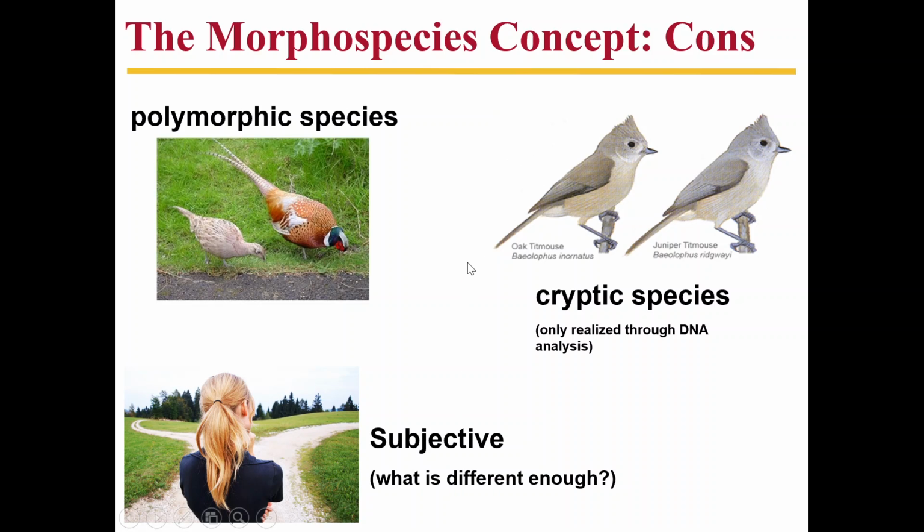There's also, unfortunately, a subjectivity with the morphological concept. Sure, bat wings and bird wings are very different, different enough that we'd say they're clearly separate species. But when you get close to two species that look very similar, how much difference is enough to say that this population here is a different species and not just a slightly different morphology?